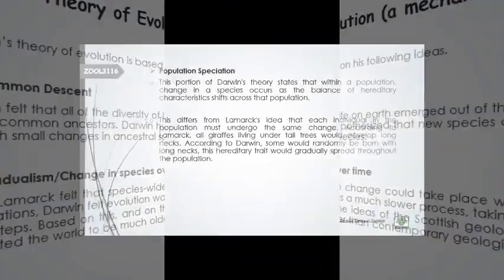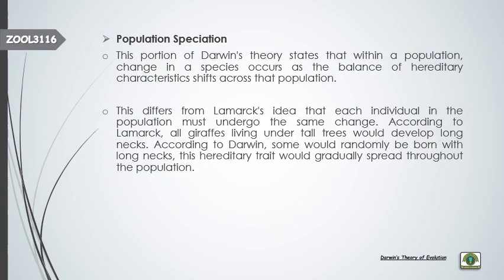Given this idea, the next idea in Darwin's mechanism of evolution is population speciation. Every population, according to Darwin, undergoes changes, or every population evolves and ultimately becomes a distinct species. So this is what is called population speciation. This portion of Darwin's theory states that within a population, change in a species occurs as a balance of hereditary characteristics shifts across that population. So the favorable traits are inherited by the next generations, and ultimately, through a very slow process, gradually it will result in the formation of a new species.